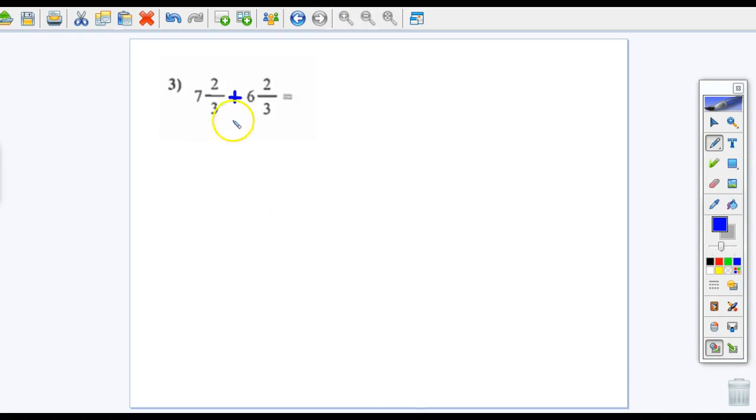So here's the last problem that I want you guys to copy down and do on your own. Once you have it copied down, solve it, and we'll go over the answer tomorrow in class. Great.